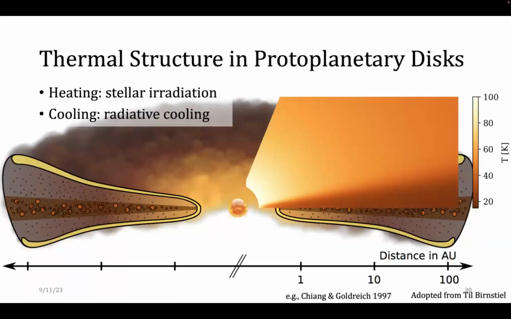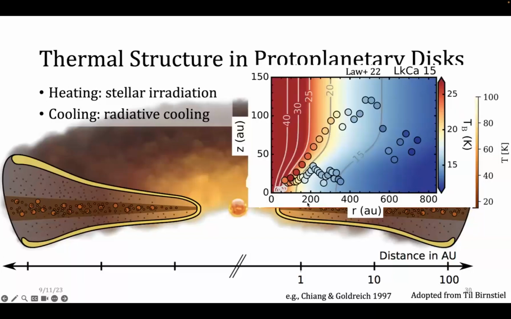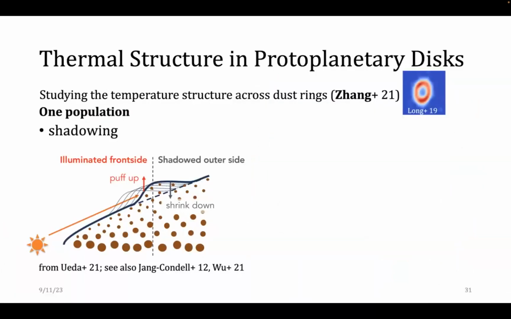With this kind of heating and cooling balance, you should expect a superheated atmosphere and a cool midplane. And this is what people have recently observed using ALMA gas emission. This is work by Charles Law in 2022. In our 2021 paper, we wanted to extend this smooth disk structure by studying the temperature across the dust ring, like this.